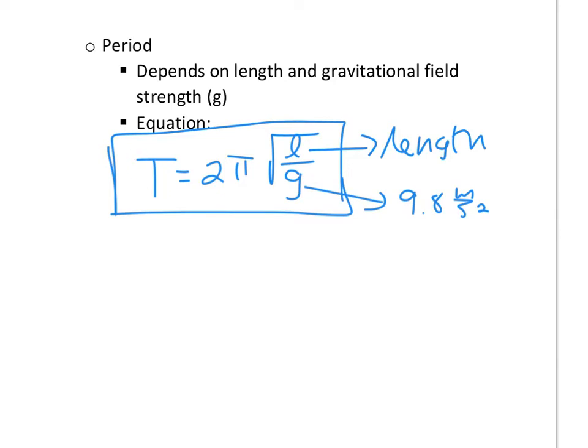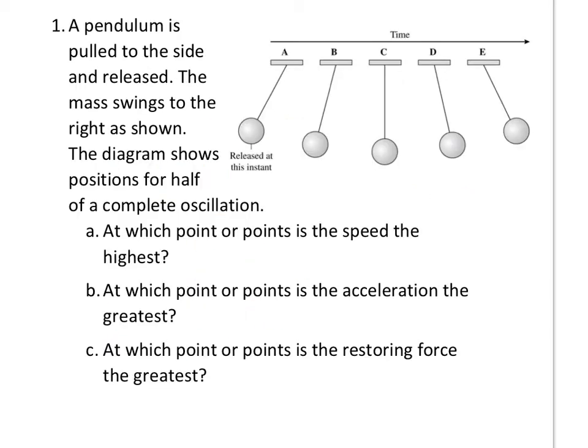And once again, because period and frequency are inverses of each other, frequency will equal 1 over 2 pi times the square root of g over L. You are given this on the formula sheet. You are not given this. So let's just do some quick examples.